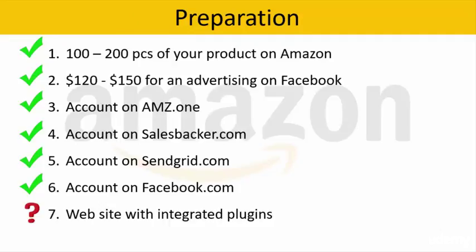First, from 100 to 200 units at least of your product on Amazon. During the Sales Boost, you will give away about 50-70 units for just $1. And after the Sales Boost is finished, you should have enough units to continue selling organically.